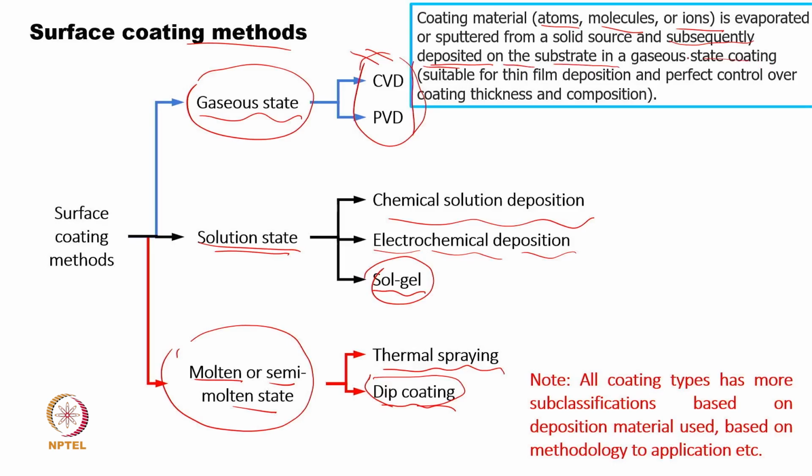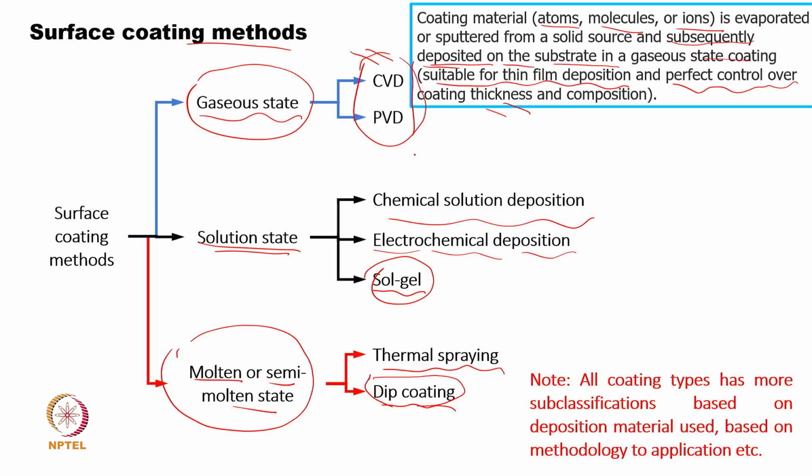So, this is what we call very suitable for thin film coating. If you want a few micron coating, maybe 10 micron, 20 micron, 30 micron, we will go ahead with PVD or CVD. It is very popular. Another point is that we have very good control on coating thickness, and not only thickness but also composition, because we have inert gas and a vacuum chamber. So if you want a perfect, thin, uniform coating, then we go with PVD or CVD coating.